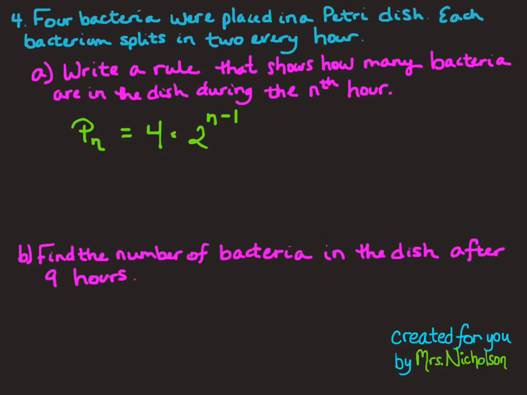All right, so the next question says, find the number of bacteria in the dish after 9 hours. Well, if I want my population after 9 hours, that's going to be equal to 4 times 2 to the 9 minus 1. It would be 9 minus 1 because in the 9th hour, they've only had the chance to double 8 times. And so that's going to come out to be 1,024 bacteria.